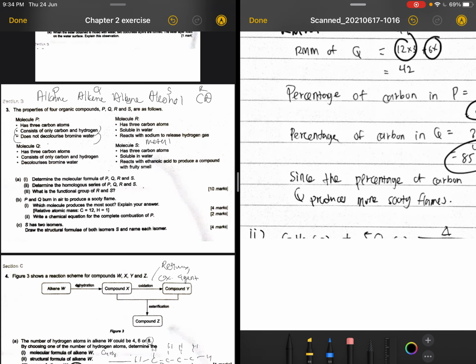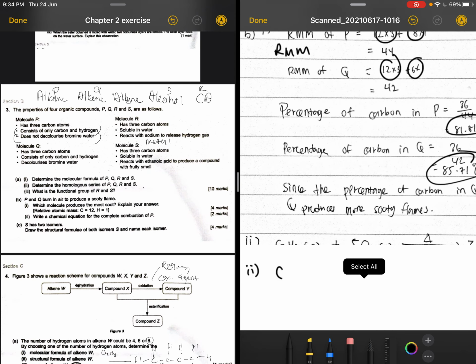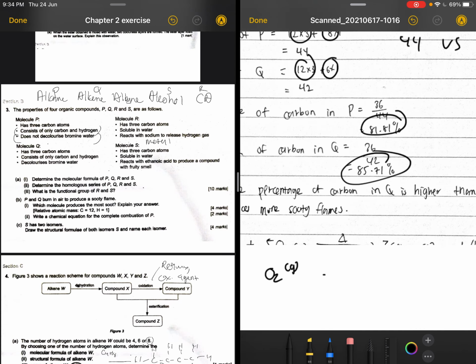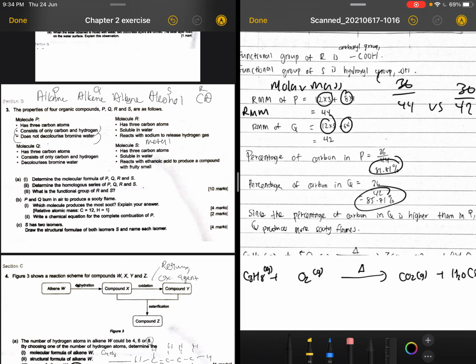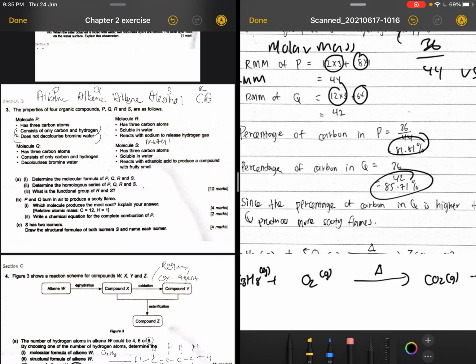Okay, now how about number 2? What is the complete combustion of P? Let me write it down. P is an alkane, so it's C3H8 plus O2 gas, arrow heating, CO2 plus H2O. H2O is nominated as liquid, because it changes to liquid in the end. But I think steam is acceptable.